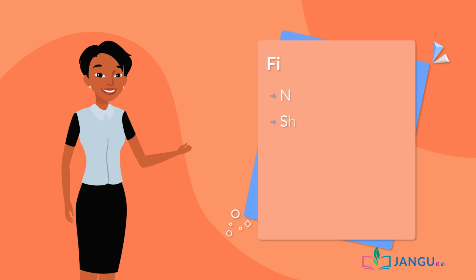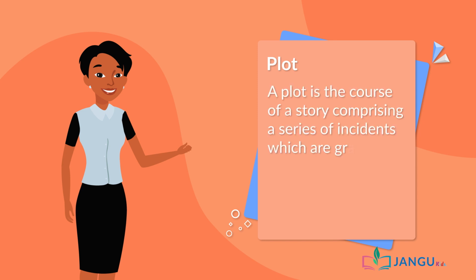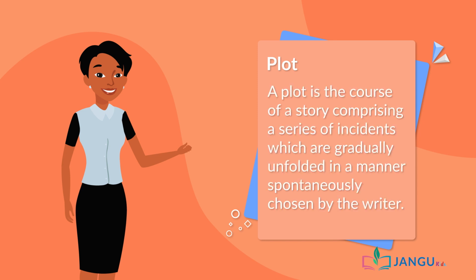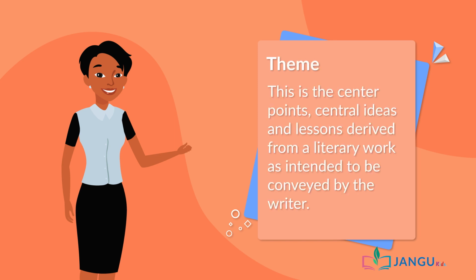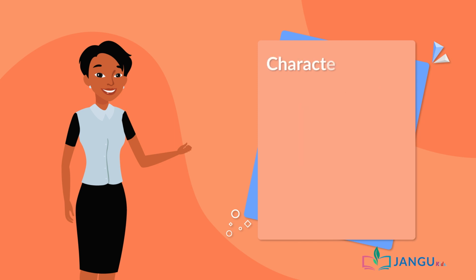The first one is plot. A plot is the course of a story, comprising a series of events which are gradually unfolded in a manner spontaneously chosen by the writer. It is the arrangement of events in a literary work. Second one we have is theme. This is the center point, center idea, or lesson derived from a literary work as intended to be conveyed by the writer. The next point we have is character.